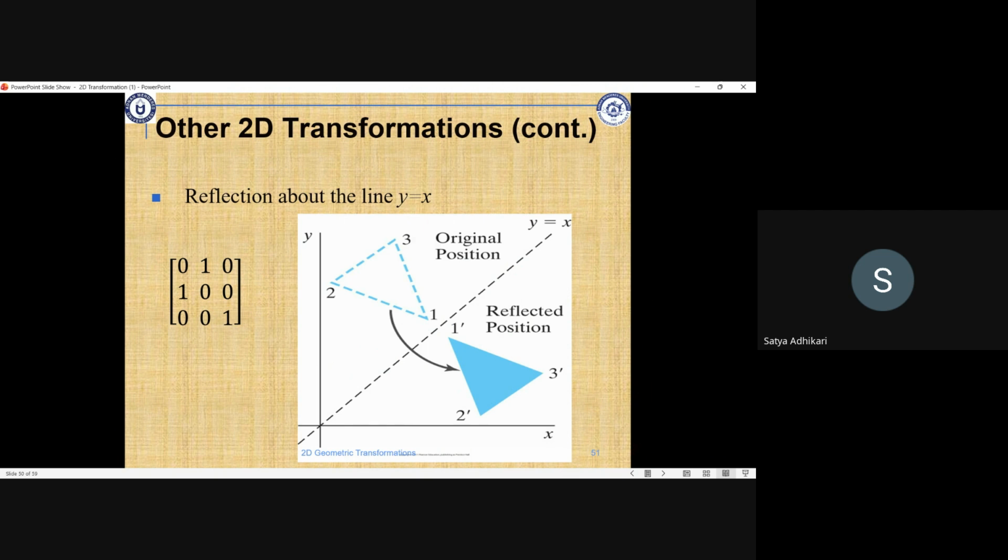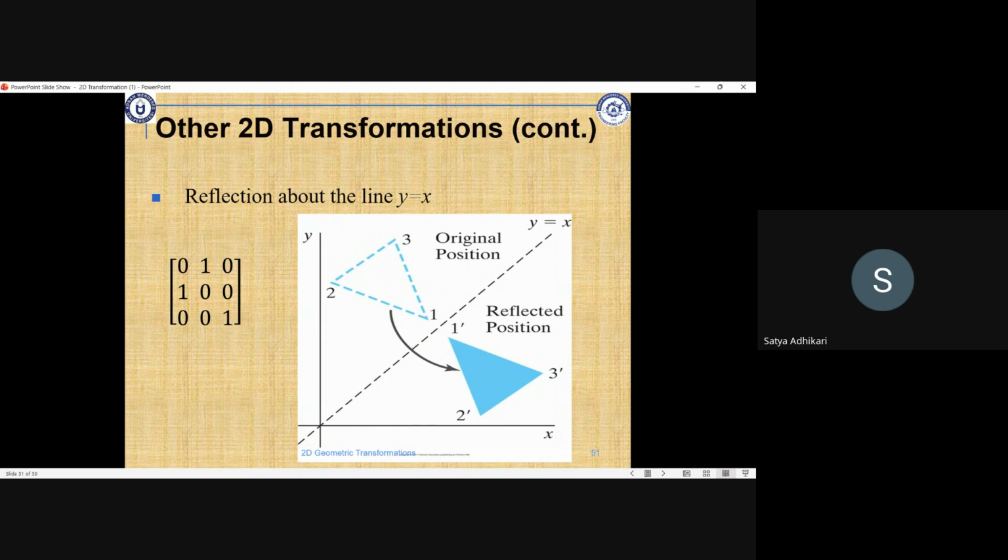And this is the reflection about a line, any other line other than the x-axis and y-axis. So see, this is the line y is equal to x. Y equal to x means 0, 0. It passes through 0, 0, 1, 1, 2, 2, 3, 3, 4, 4, 5, 5, 6, 6. So see, this is the line.